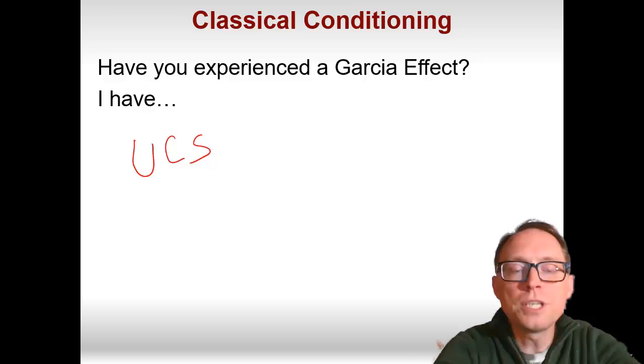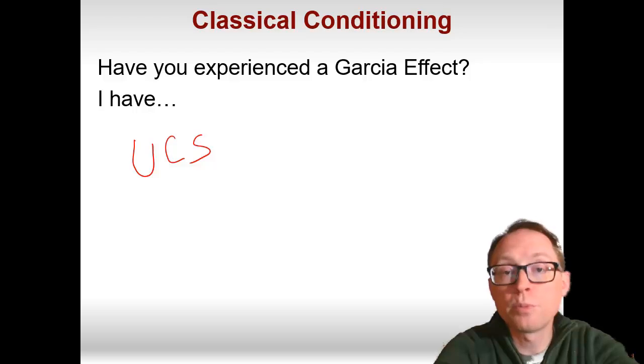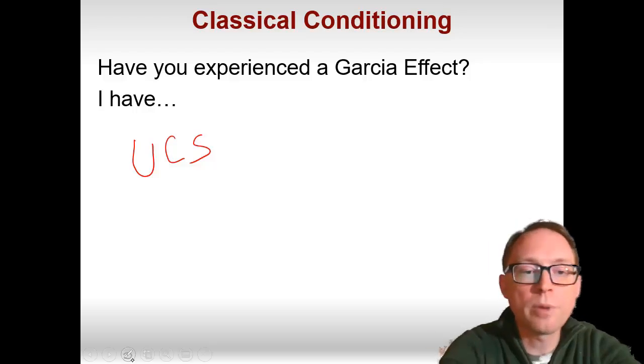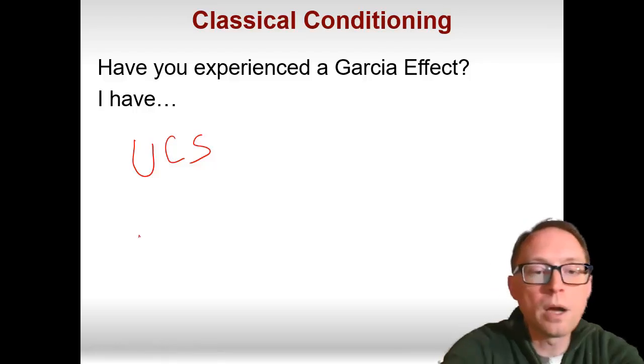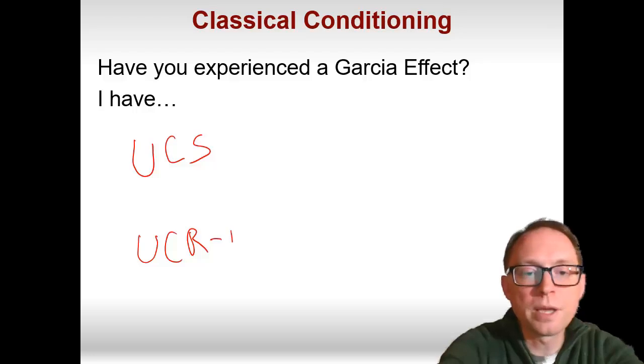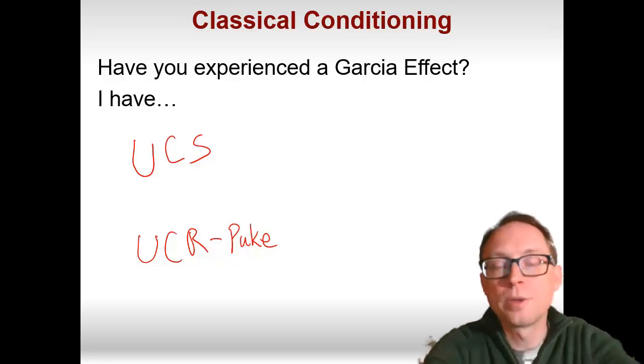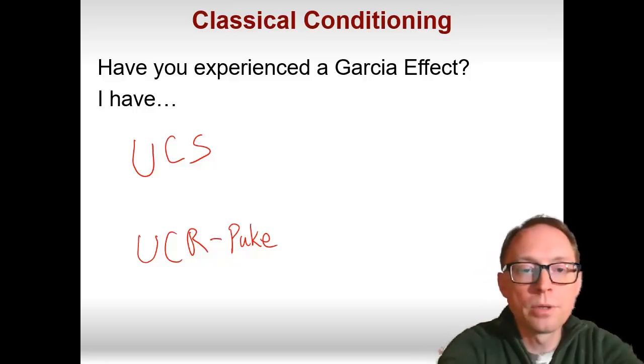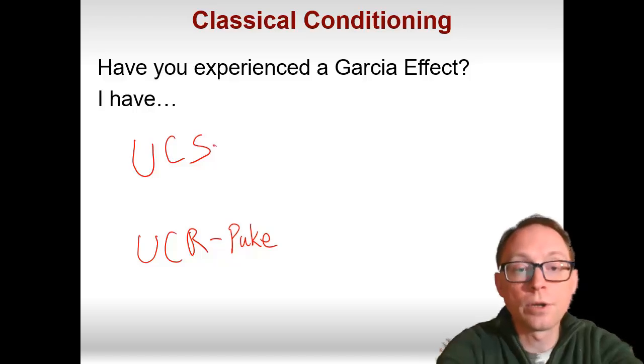The UCS has to be the thing that naturally causes the response. Now remember the response in this case, we're going to start with the UCR. The response is going to be sickness, specifically, the desire to puke. So let's make it clear: the reaction is puke. Well, what causes you to puke? You don't have to learn this, but if you get appendicitis, you're going to puke, or at least want to.